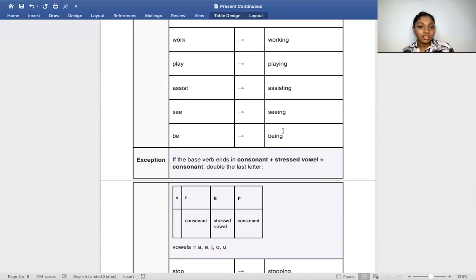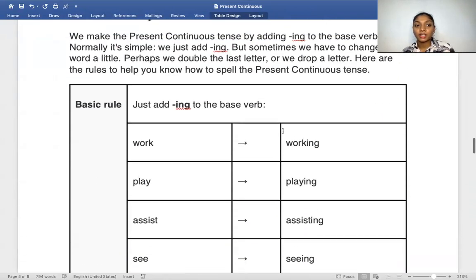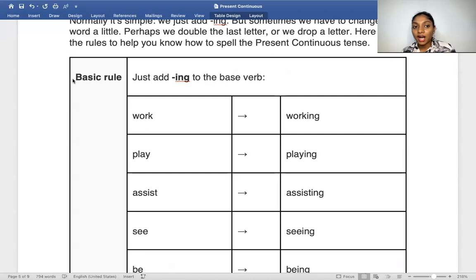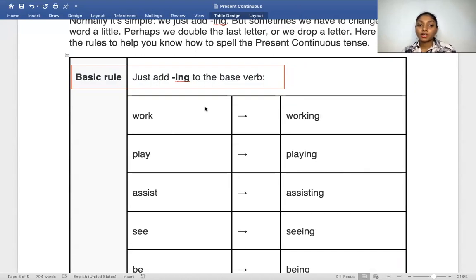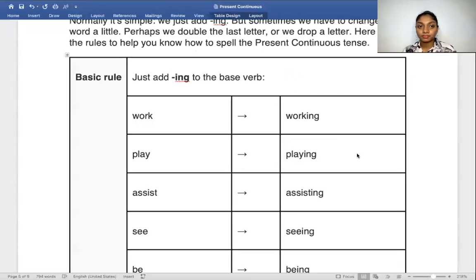So what is the basic rule? සාමාන්‍ය rule එක මොකද්ද? You just add ing to the base verb. අපිට නිකම්ම ing add කරන්න පුළුවන් base verb එකට. Okay? Work, working, play, playing, assist, assisting, see, seeing, be, being.